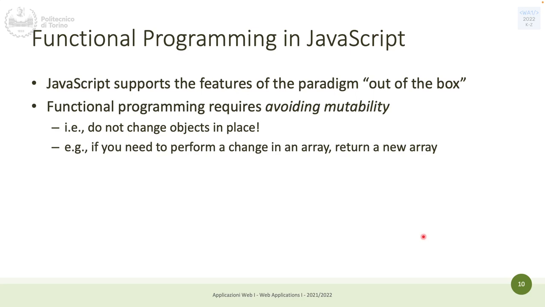This is another property. So if you need, for instance, to perform a change in an array, return a new array. So sort is not, for instance, purely functional, because it changes the array in place. It mutates the array. Instead, in a functional paradigm, you need not to change anything. You just get a new element back, and you operate on the new element, and then get a new element back, et cetera, et cetera, et cetera.